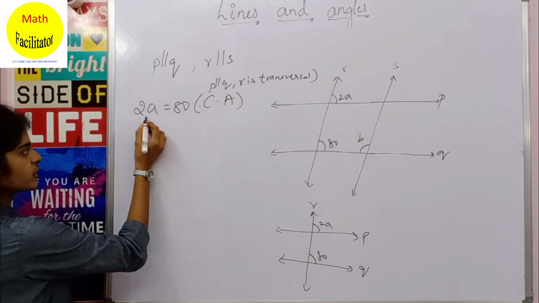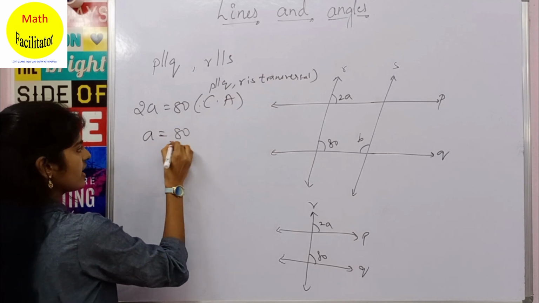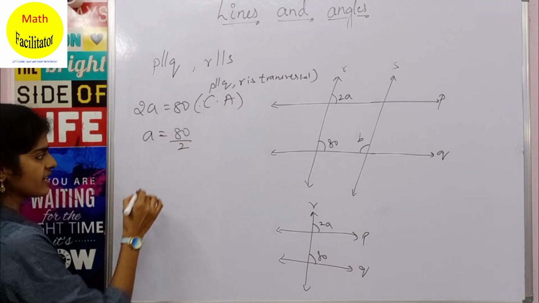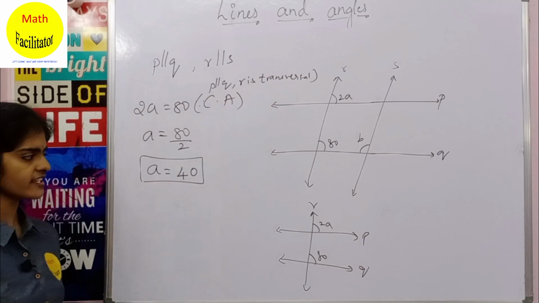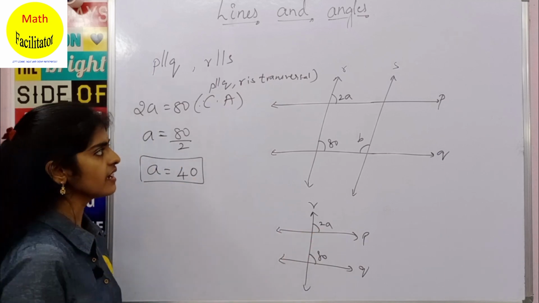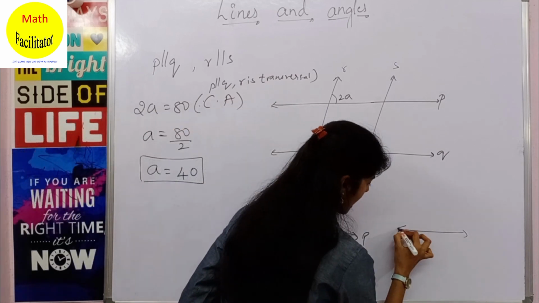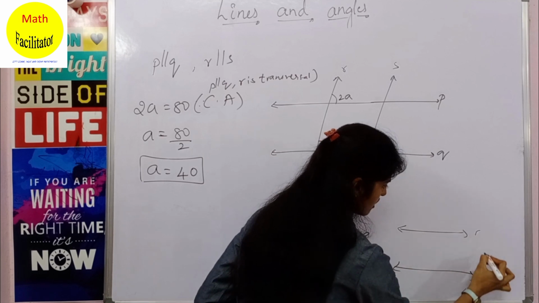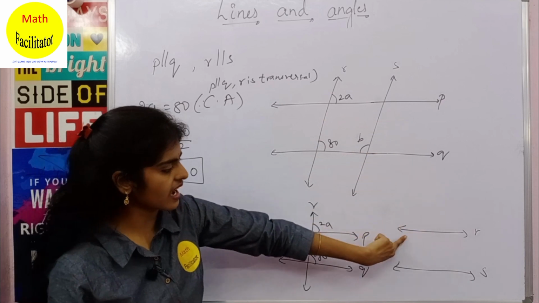Clear? Now when 2A equals 80, can you find the value of A? A is nothing but 80 divided by 2. Okay, so A is how much? A is 40. Okay, so you got the value of A. Clear? Now just see, R and S are parallel. So suppose this is R and this is S. Okay, I am just reversing the figure, R and S.